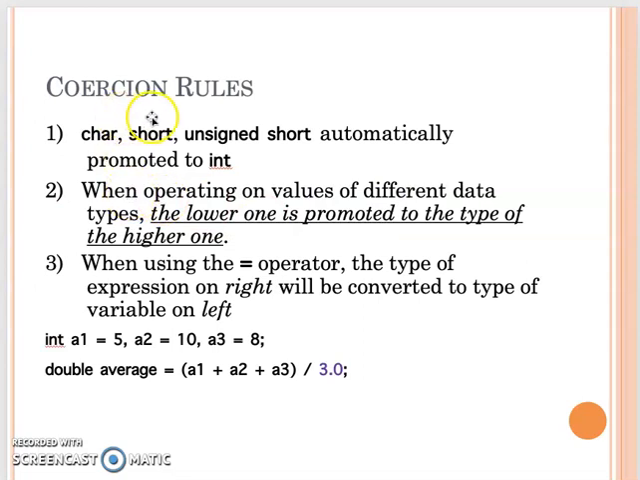That's why we call these coercion rules. If you have a lower data type, like char, short, or unsigned short, it is automatically promoted to int. So when you have two different data types, the lower one is always promoted to the higher one.